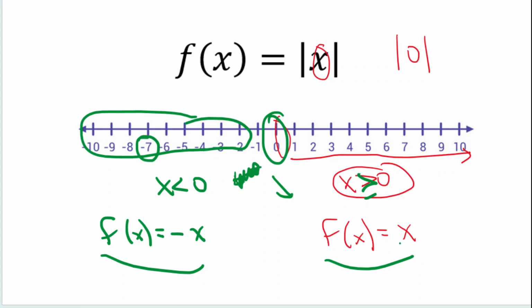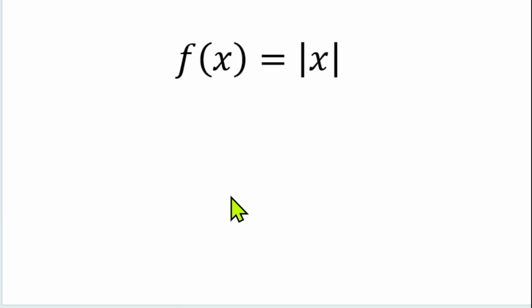If I sub in 6, I get 6. If I sub in 10, I get 10. Whereas here, if I sub in -2, I would get -2, which is 2. So that means that we can really rewrite this function as a piecewise function, because there are two different function rules depending on what part of the domain, part of the real number line I'm inputting.